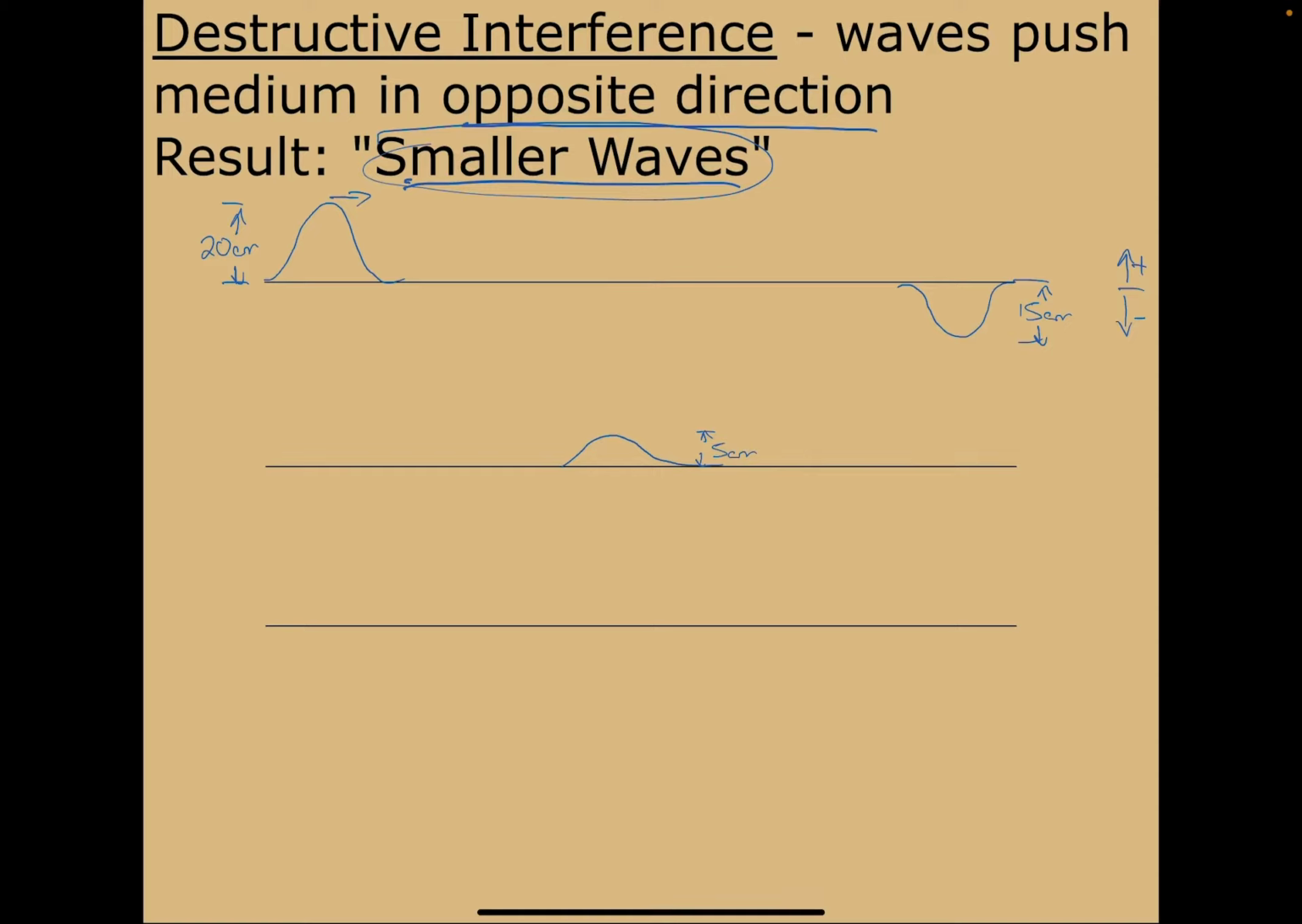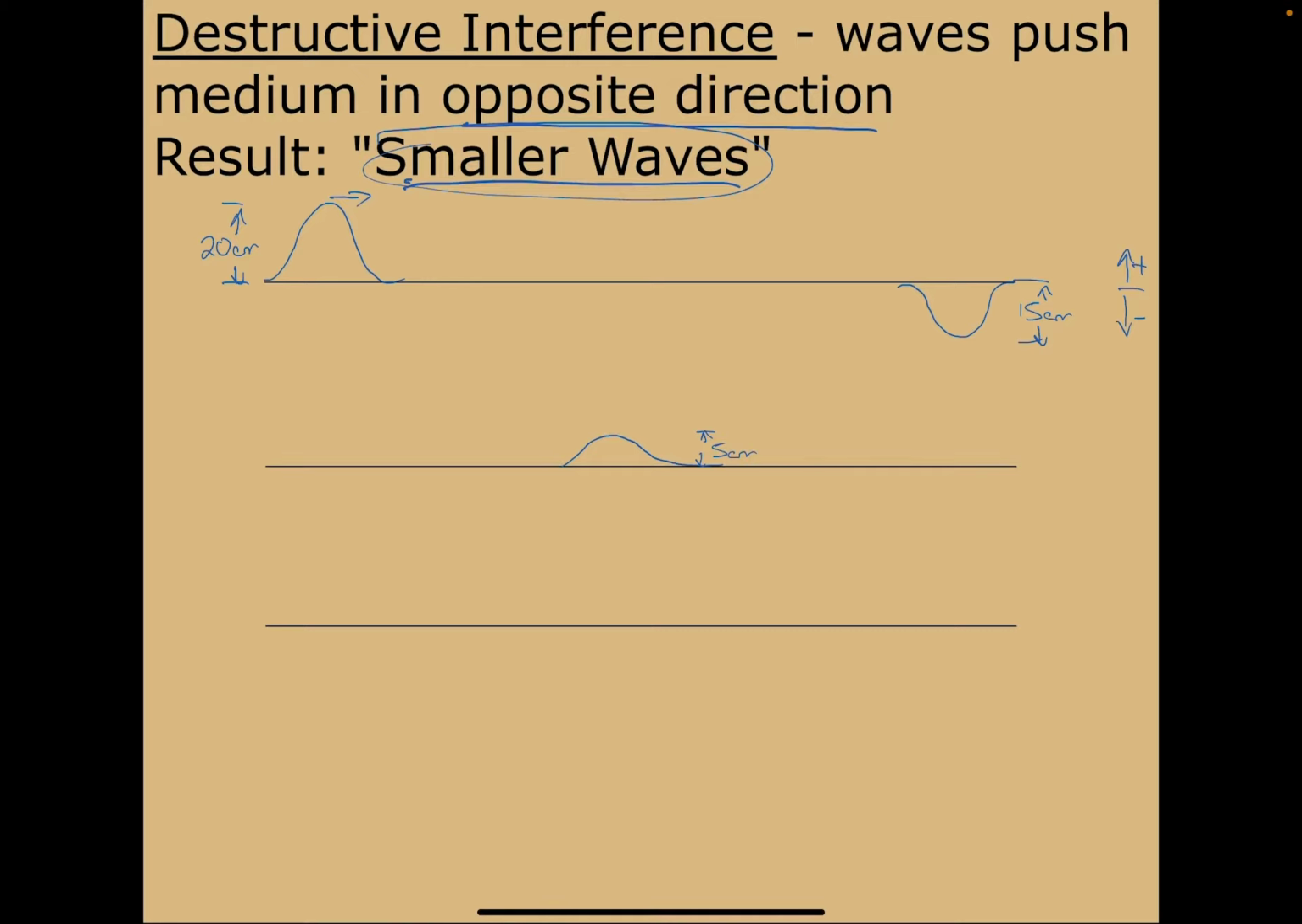They don't have to be on the positive side, right? If my 20 centimeter wave here was on the negative side and my 15 was on the positive, this little 5 centimeter wave would actually be going down instead of up. Okay, so it doesn't matter which side. It's still called destructive interference.